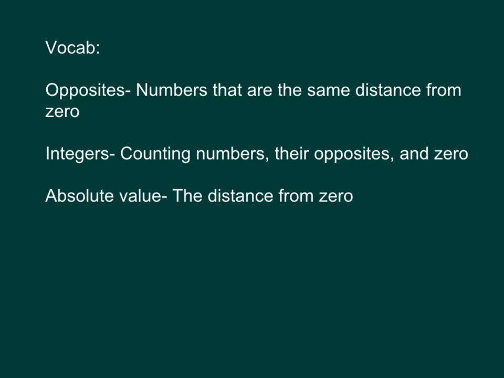We have 3 vocab words: opposites, which are numbers that are the same distance from 0; integers, which are the counting numbers, so 1, 2, 3, 4, 5, their opposites, and 0. And absolute value, which is the distance from 0.